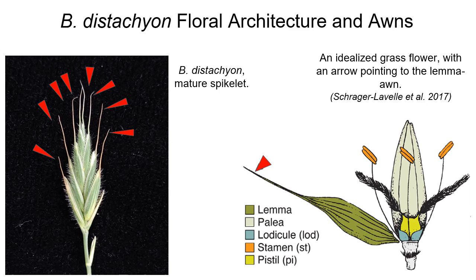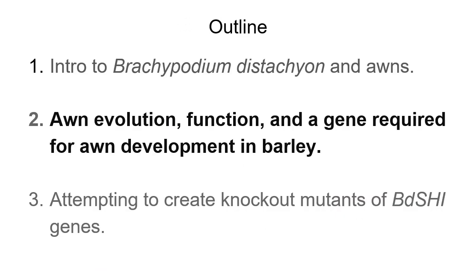These structures will eventually become the so-called husk of the seeds, and the awns in Brachypodium extend out from the lemma. Straight awns such as those in Brachypodium distachyon and barley are hypothesized to be involved in seed establishment and potentially photosynthesis, making them an important trait for investigation. So, I just gave you all an overview of Brachypodium as well as a description of its awns. I will now describe some aspects of awn evolution, hypothesized function, and a specific gene required for awn development in barley.